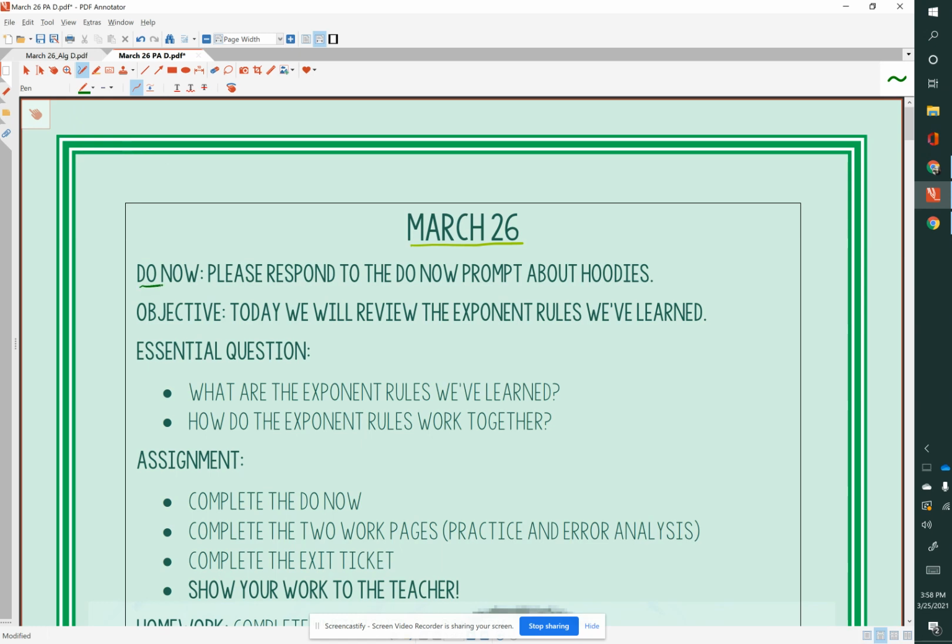We'll start with our do now, and we've got a great prompt today. We're going to talk for a minute about hoodies. So our objective today will be to review those exponent rules that we've been working on, just a quick review today. Our essential questions ask, what are the exponent rules we've learned, and how do the exponent rules work together?